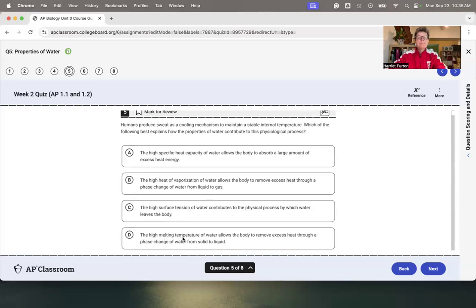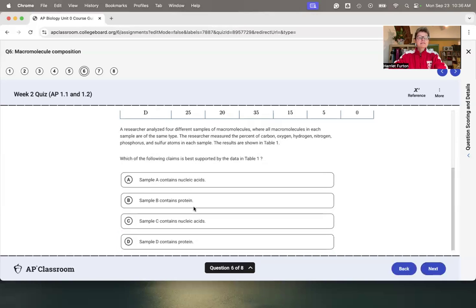D: The high melting temperature of water allows the body to remove excess heat through phase change of water from solid to liquid. We do not have ice cubes, a solid phase of water, on our skin, but a liquid that turns into gas. So D is not correct. I would go with answer B.